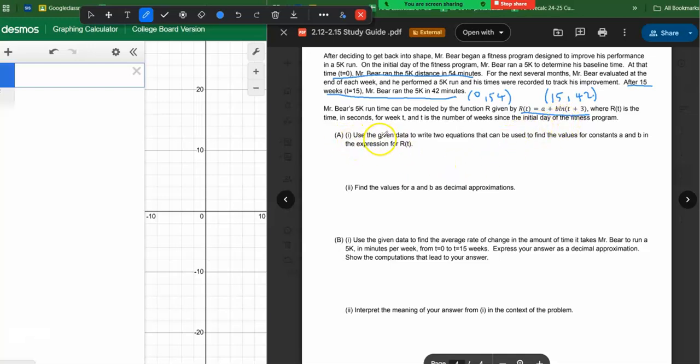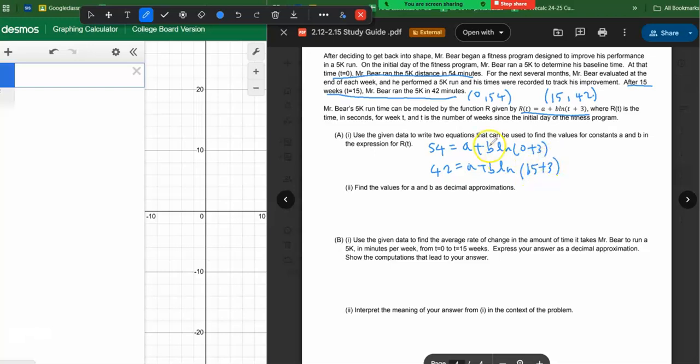Letter A, use the given data to write two equations that can be used to evaluate a and b. Okay, so you're going to take the 0, plug it into t, set the whole thing equal to 54. So 54 is equal to a plus b natural log of, put the 0 in here, 0 plus 3. That's the first equation. The second equation comes from the second point. 15 goes into t, set that equal to 42. 42 is equal to a plus b natural log of 15 plus 3.